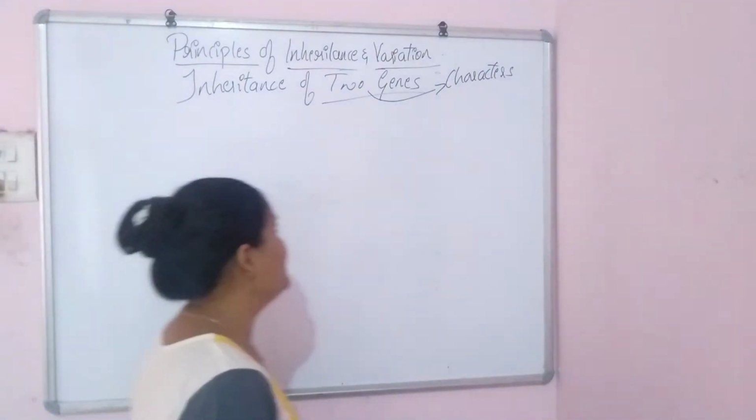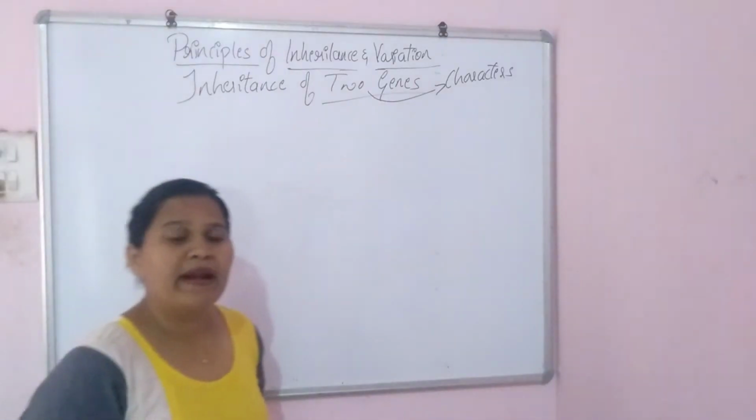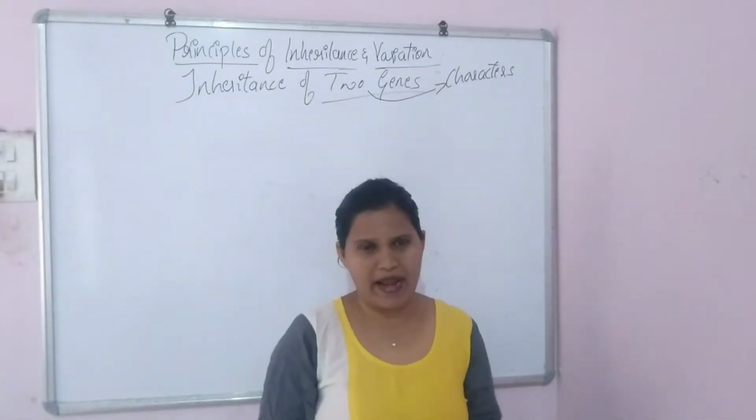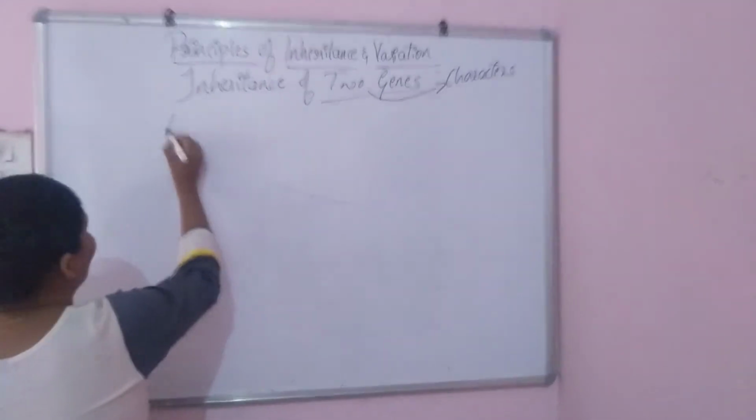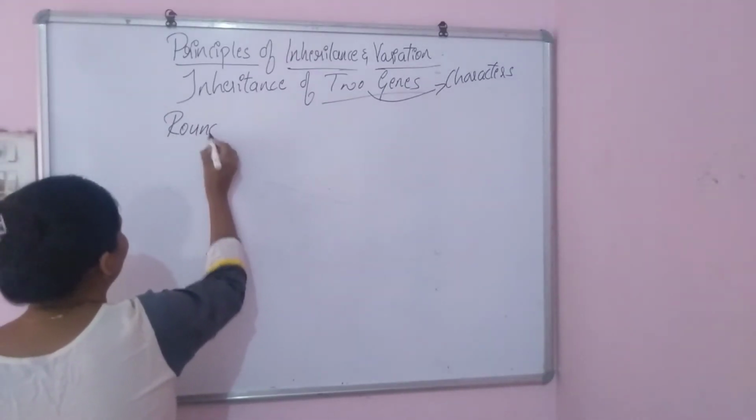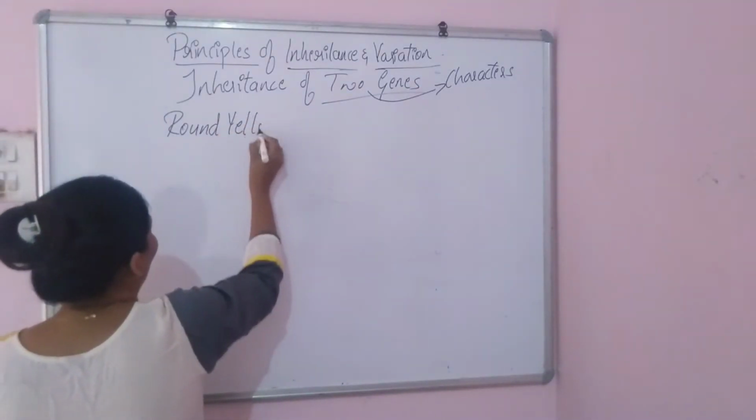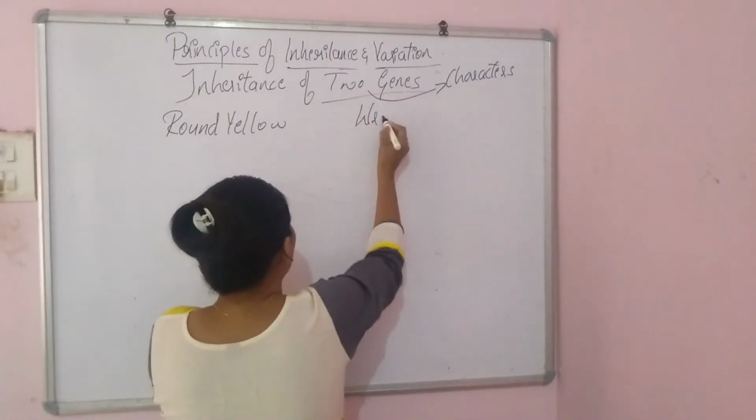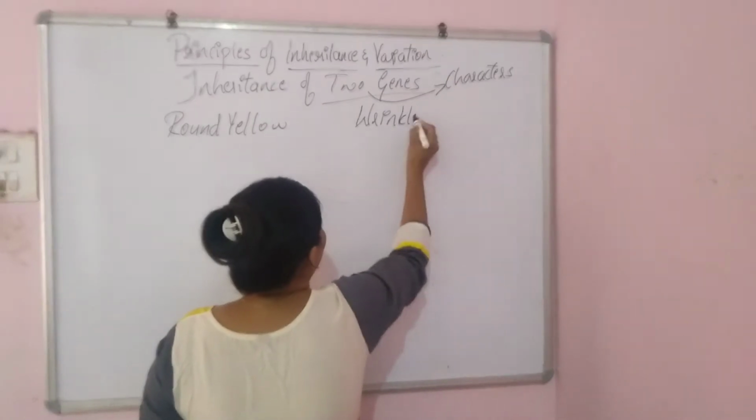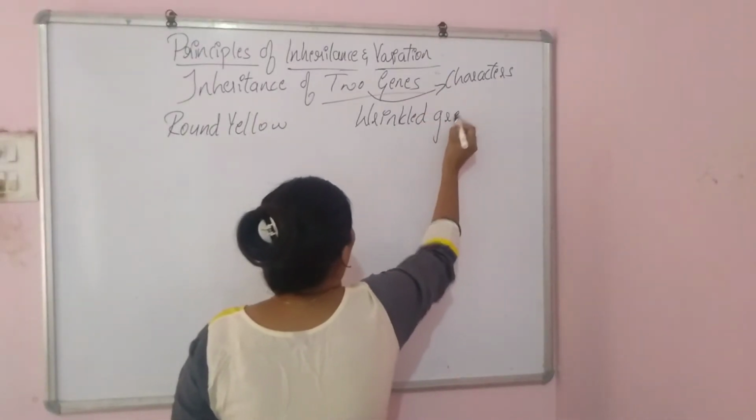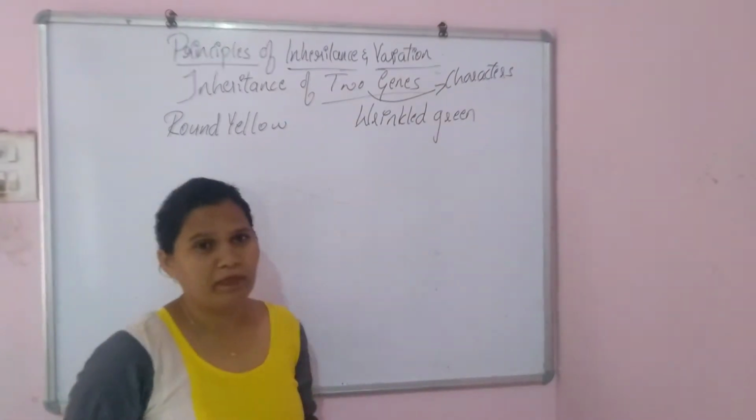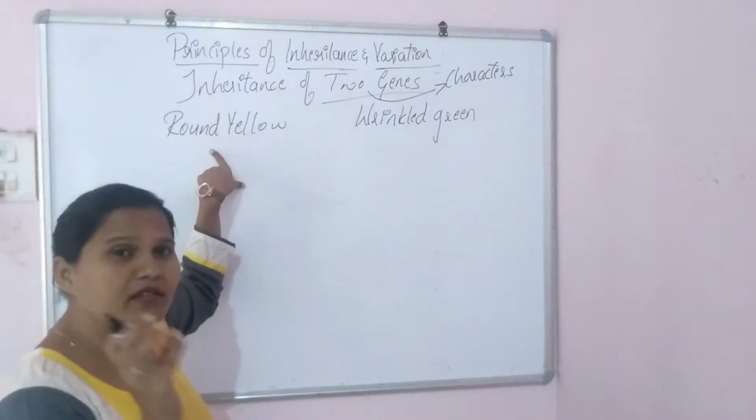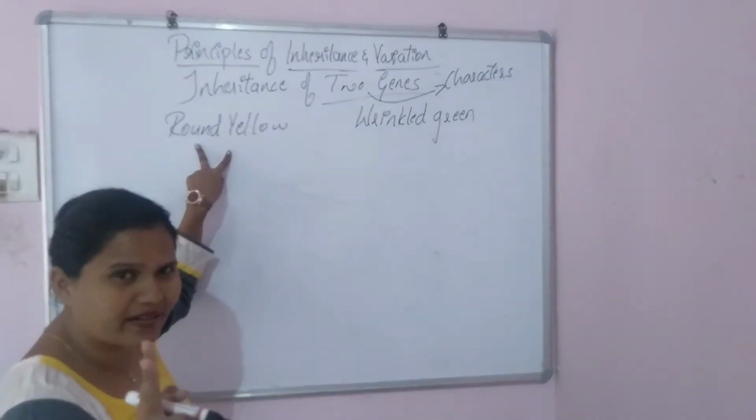So let's see. Before starting, what Mendel did is he took two traits of the single plant, that is, round yellow and wrinkled green. Okay, we know these seven traits of the pea plant, right? So what did he take first? The round yellow, meaning here are the two characters, right?